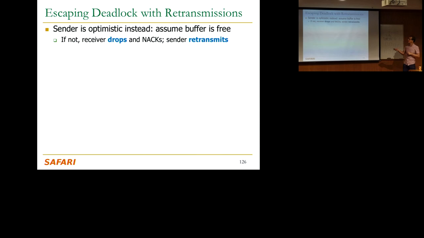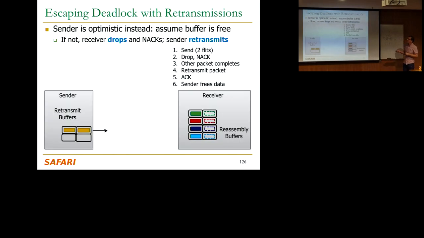Okay. The other way of solving this is you become optimistic in the sender. Basically, you assume that the buffer is free. If that's not true, the receiver drops and sends a negative acknowledgement, and then the sender retransmits once. So let's take a look at this over here. Let's assume that the receiver's reassembly buffers are full. The sender sends two flits. One of them gets dropped, and you get a negative acknowledgement.